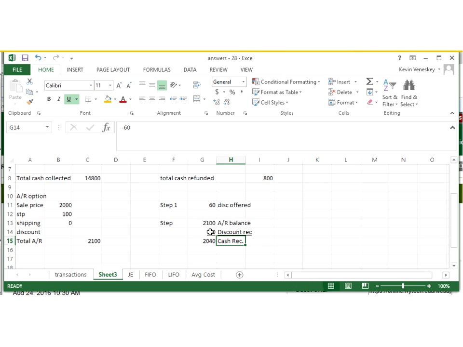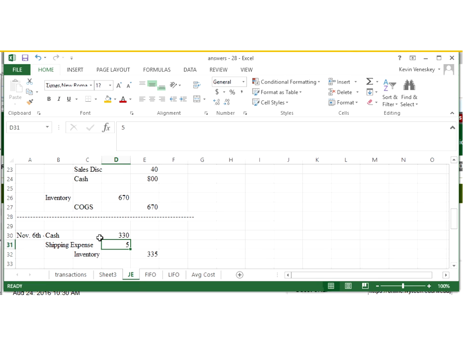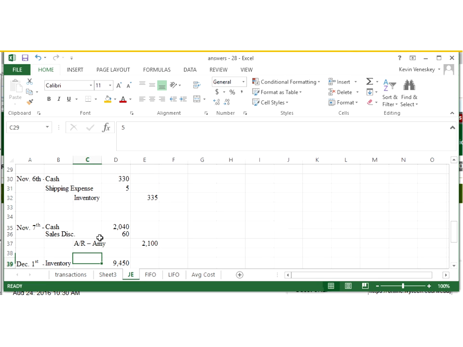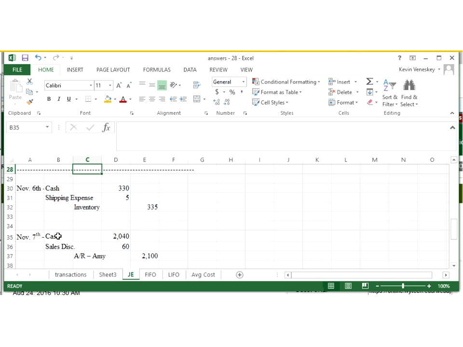I'm receiving money, not as much as I typically would because I did give a discount, and I need to remove Amy's entire AR balance. So we can do that with our journal entry now. I brought in cash. Not all the cash because I did offer a sales discount. Remember, that's a contra revenue account. And I need to credit Amy's accounts receivable for $2,100 to show that she owes nothing.